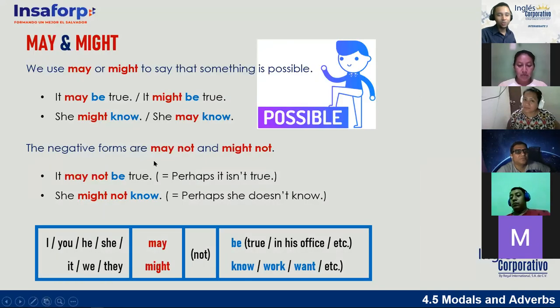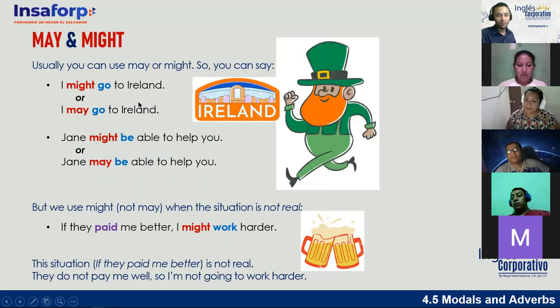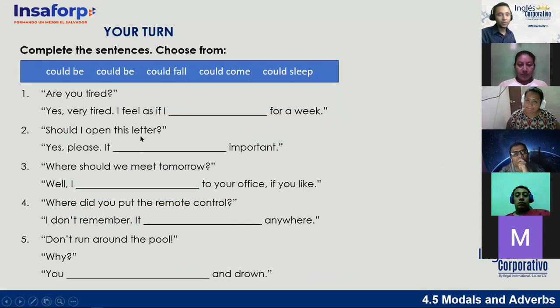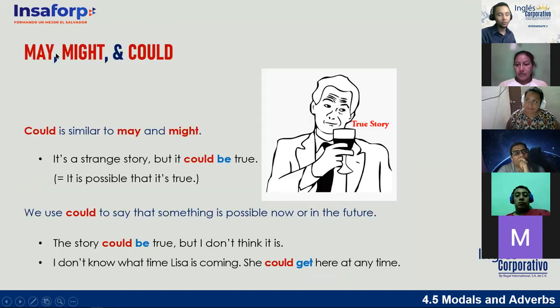Good. So for the next part, may and might, we have could also. Could is similar to may and might. You say it's a strange story, but it could be true. That means it is possible that the story is true. Just remember, may, might, and could are three modal auxiliaries that you use to express possibility.